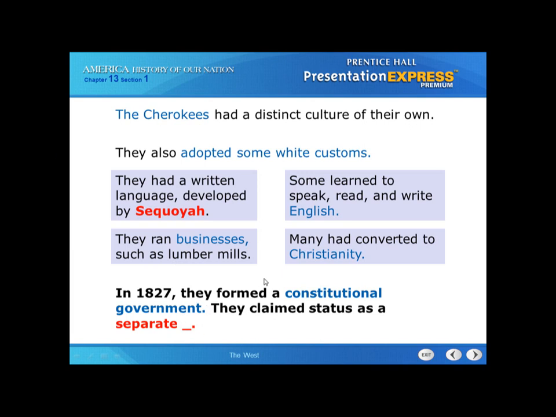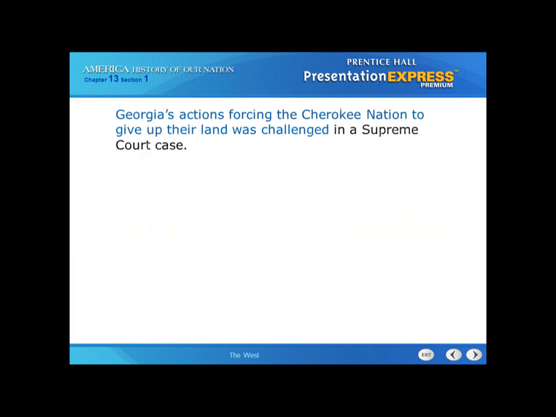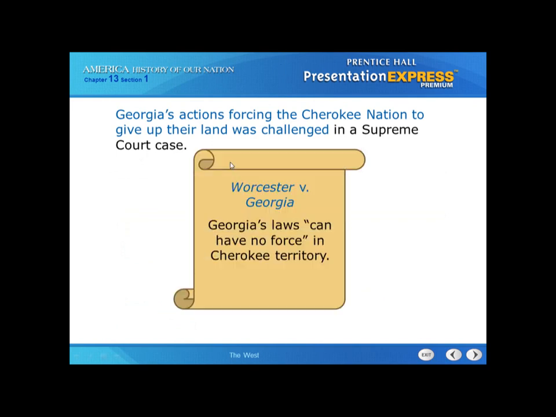So the Cherokee are trying to fight this out in court. Rather than just to move west, take the money and move west, they're going to end up fighting this in court. And they're saying that they're a separate nation. Remember, Native Americans were not U.S. citizens. Georgia's actions forcing the Cherokee Nation to give up their land was challenged in a Supreme Court case. This is Worcester v. Georgia, which said Georgia's laws can have no force in Cherokee territory.